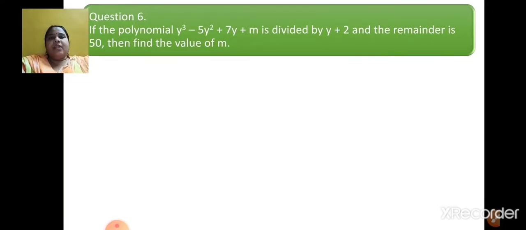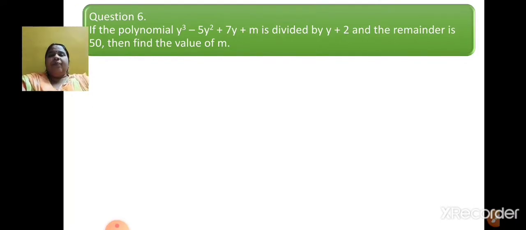Let's see this. If the polynomial y cube minus 5y square plus 7y plus m is divided by y plus 2 and the remainder is 50, find the value of m. Okay. Now what is given in this? What is different actually? Polynomial is given. Divisor is given. Now instead of finding the remainder, they are telling you the remainder is 50.